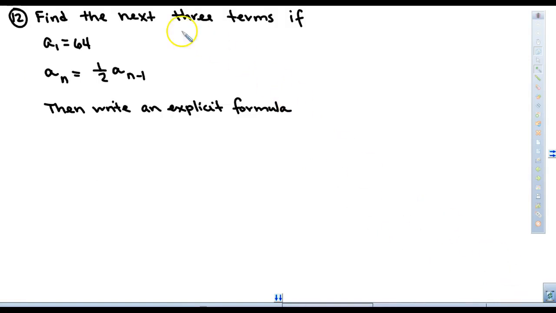So, let's look at this one. It says, find the next 3 terms if a sub 1 is 64 and a sub n is 1/2 a sub n minus 1. So again, we're looking for a sub 2, a sub 3, and a sub 4. So that's going to be half of, if I'm putting the 2 in the place of n here, then I have to put a 2 in the place of n there, so that's going to be half of a sub 2 minus 1.